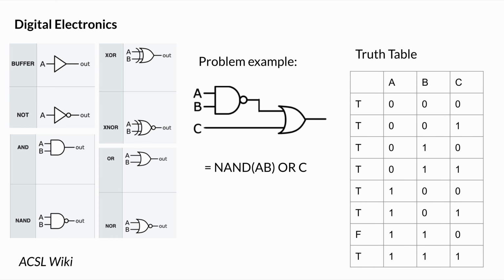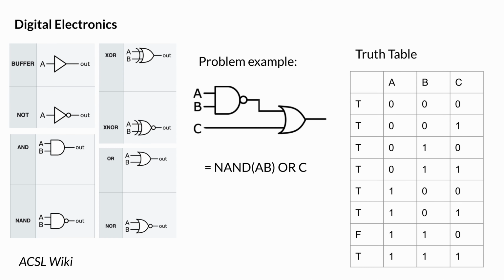Okay, so here I pasted in a diagram I found on the ACSL Wiki, which essentially explains what each picture could mean. So I'm using this as an example here. In the problem example, we have A NAND B, so I did NAND AB, and then that value is going into OR C. So make sure that you're using your parentheses so you can actually tell which value is going in where and what operations you're solving first, because sometimes you can't always tell.